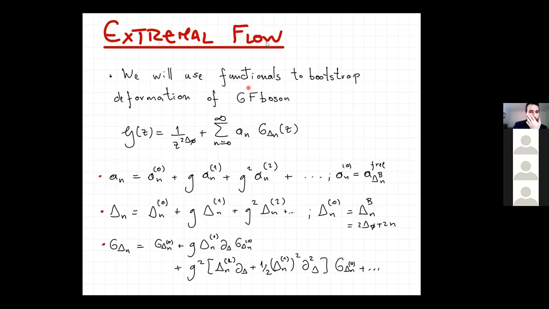As an example, let me describe a certain extremal flow. We're going to use functionals that bootstrap deformations to the generalized free boson. We're going to write down our solution in this form. This is the identity, and here are the conformal blocks. We'll demand that the OPE coefficients have an expansion of this form, where g is the coupling, and the scaling dimensions have some expansion in the coupling as well.